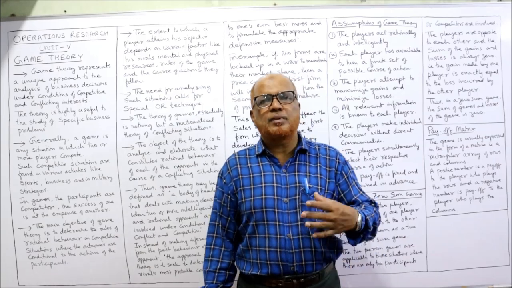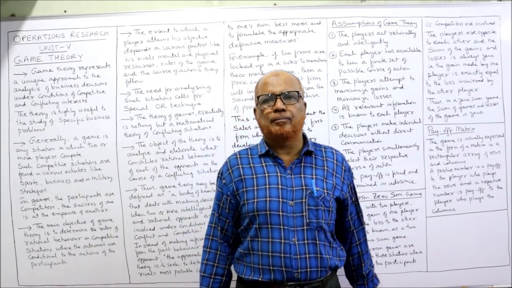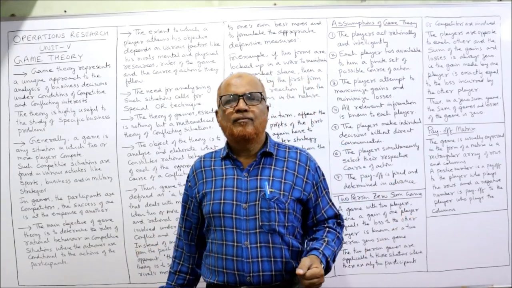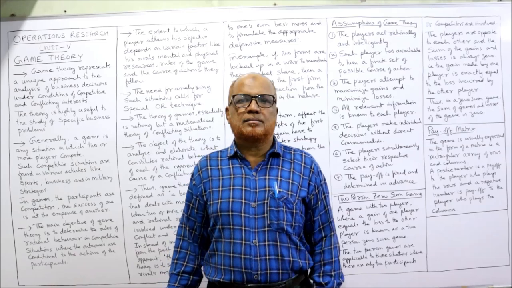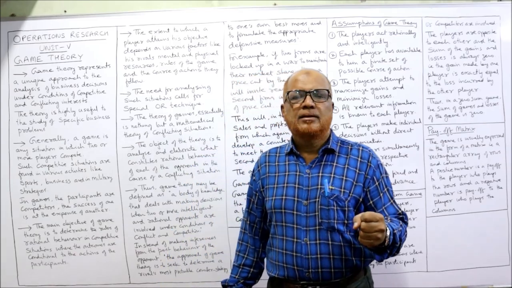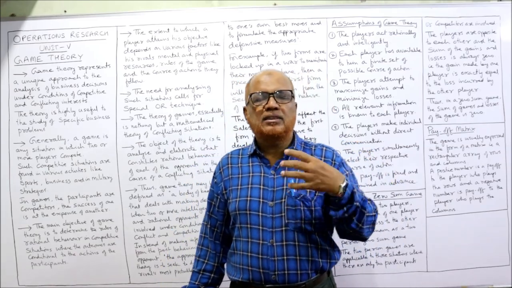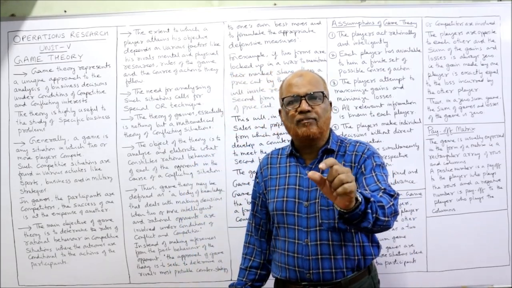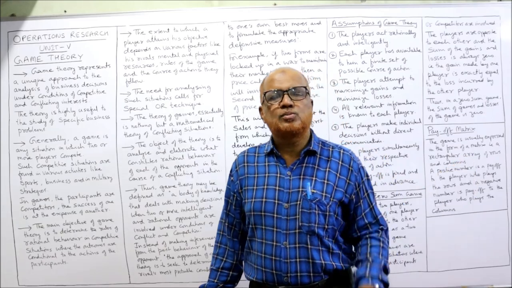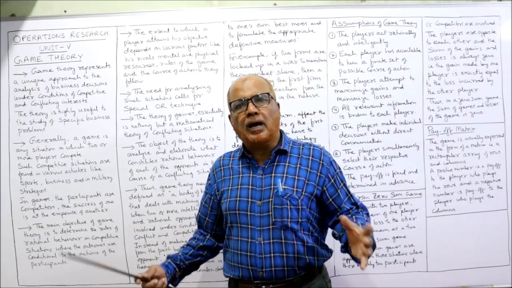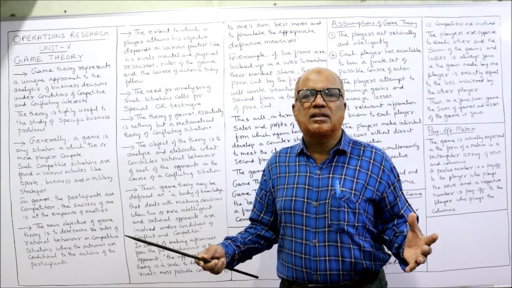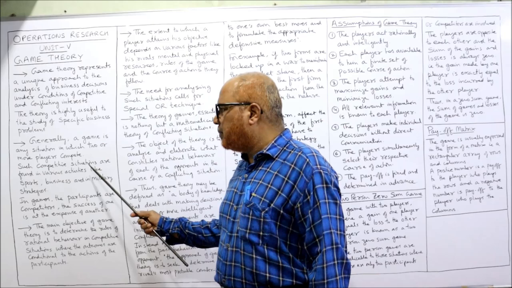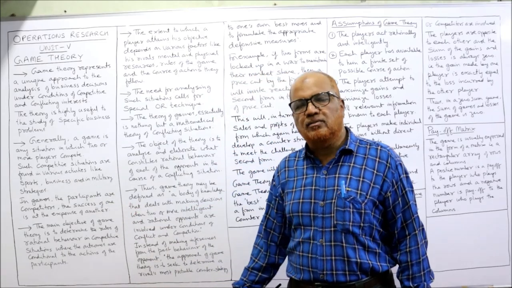Now, I'm going to explain to you the meaning of the term game. We normally understand a game is a play where two or more participants will play. Normally we think about the game in terms of sports, but game is not confined only to sports. Sport is one of the games, but apart from that, a number of games are there where two or more participants are participating. Such competitive situations are found in various activities.